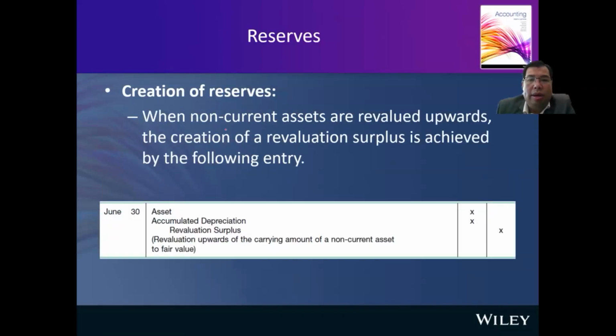Okay, when non-current assets are revalued outward, for example, your building costs 25 million, and then later on you realize the value of the building now is 35 million. So you have this increase in the value of the building. So your building, you're going to debit by 10 million.